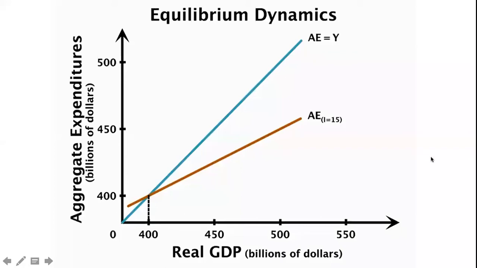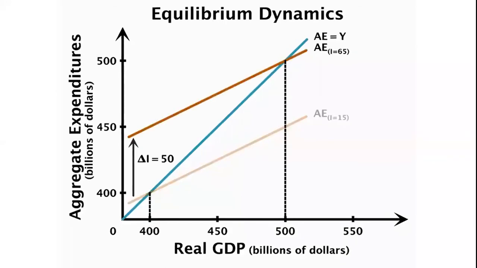Now we're going to move some stuff around. What if instead we increase investment to 65, right? So instead of an investment level of 15, we've got an investment of 65. So that means that this delta I is 50. And how is that going to change real GDP? I shift this line up 50 units. My new point of intersection is right here, and I'm going to run it down to the x-axis and see that there's our new equilibrium point is $500 billion real GDP.